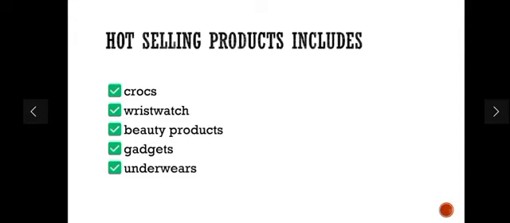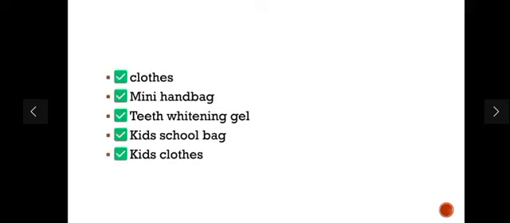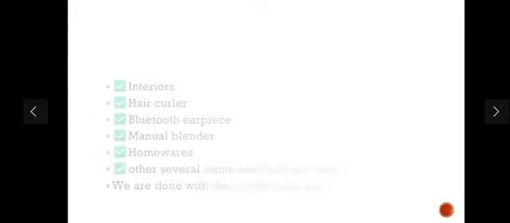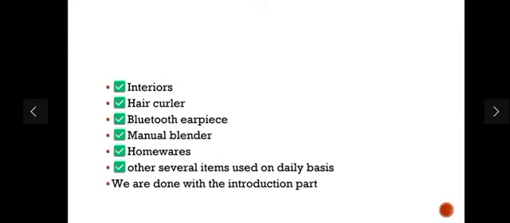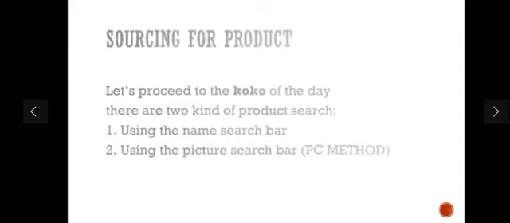To me, the very hot selling products, that's why I term them hot selling products, are Crocs, wristwatches, gadgets, underwears. These are products that you can easily sell. Clothes, mini handbags, especially those small handbags, they sell very well. Kids school bags and kids clothes, these products sell very well. The manual blender, the Bluetooth earpiece also, yes, Bluetooth earpieces sell a lot. So these are products that many people use on a daily basis, and so it is very easy for you to sell these products.